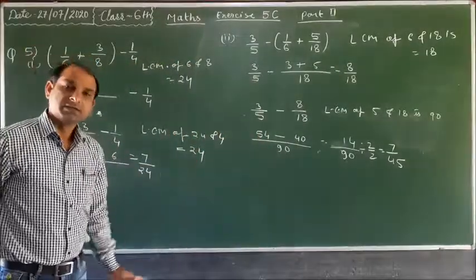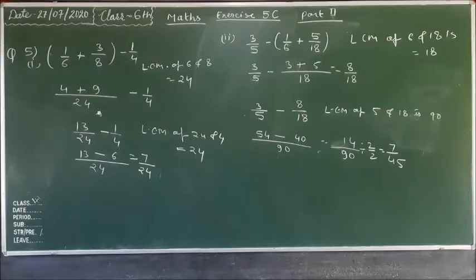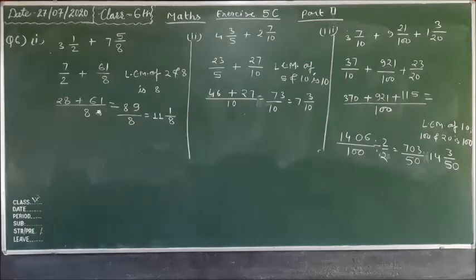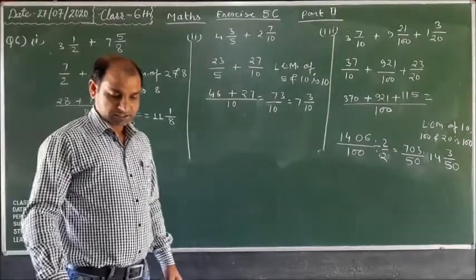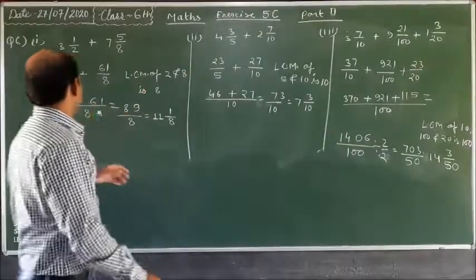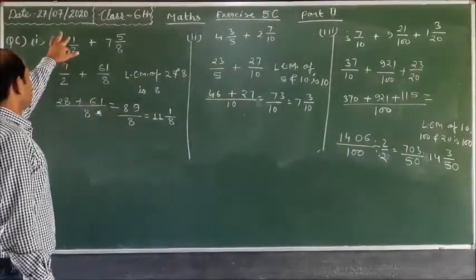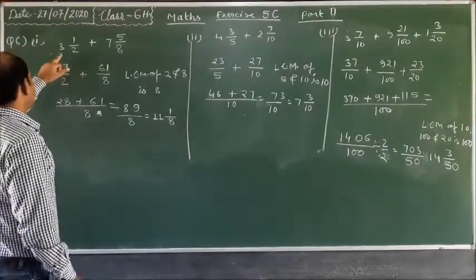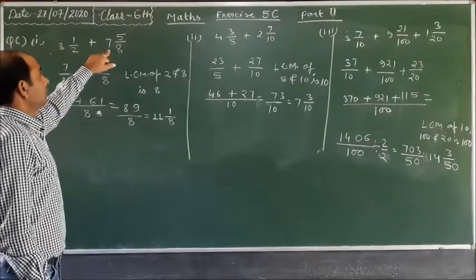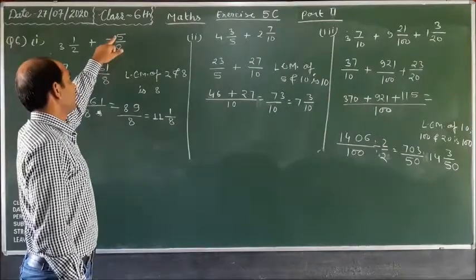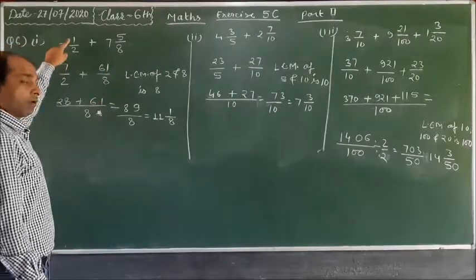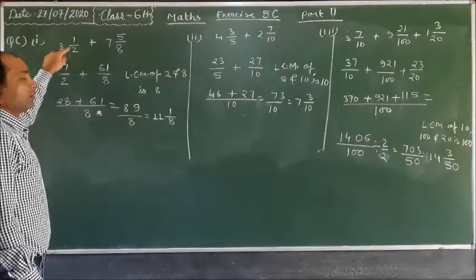Now question number 6. Dear children, the first question is 3 and 1 upon 2 plus 7 and 5 upon 8. You can read this as 3 over 1 upon 2 plus 7 over 5 upon 8, or 3 by 1 by 2.